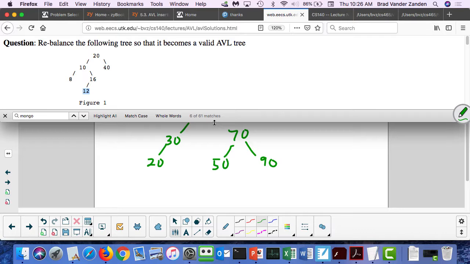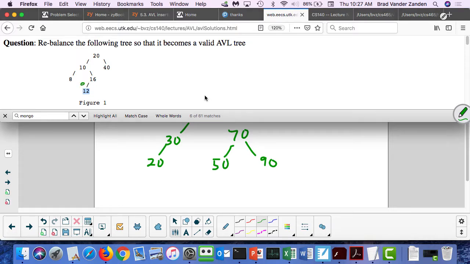Okay, y'all, let's take a quick look at how we solved this. So on the test, the first thing you need to do is start by assigning heights to everything. So 12 is the inserted value, and its height is 0. The leaves always have heights of 0. Empty trees have heights of -1. So the height of 16's right child is -1. There's no imbalance problem there.